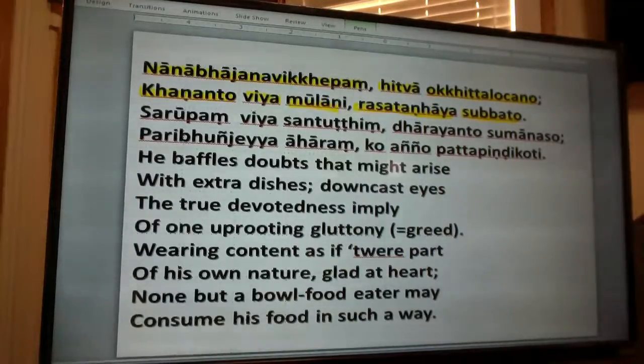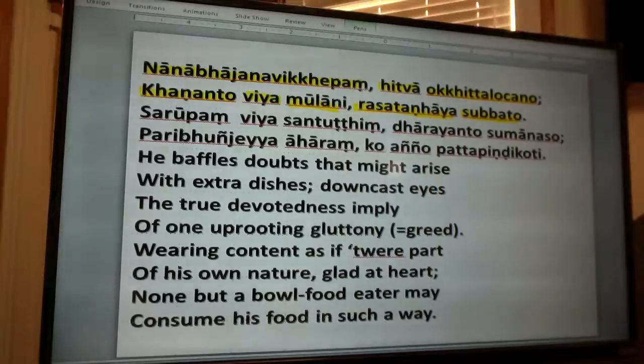Rasadanaya Subato. Subato means one who practices the ascetic practice. So the person who follows the ascetic practice, we call Subato. Here it is the bowl-food eater practice.